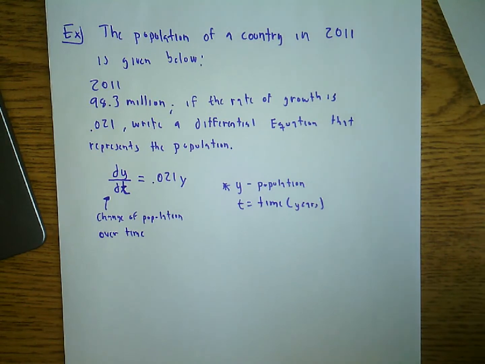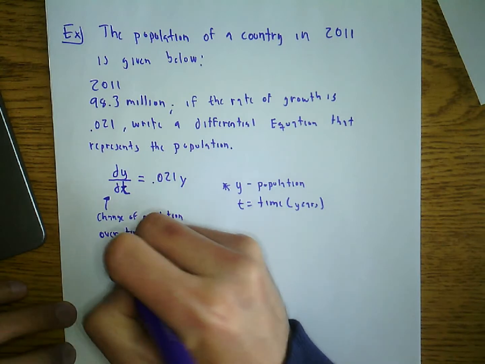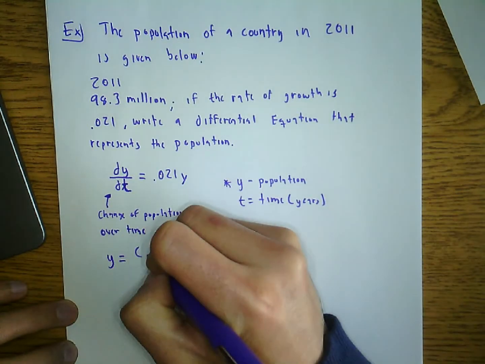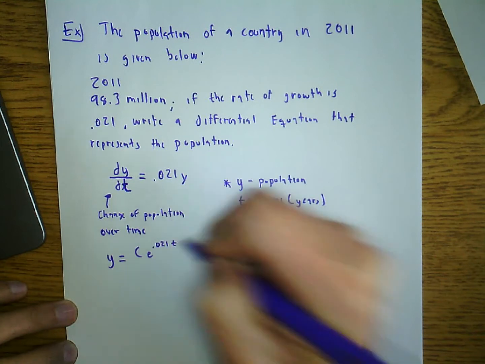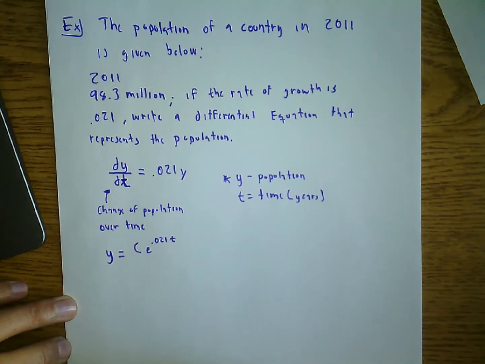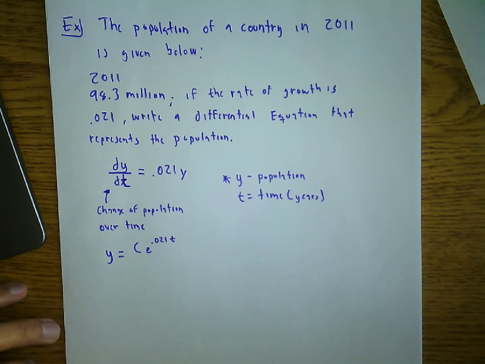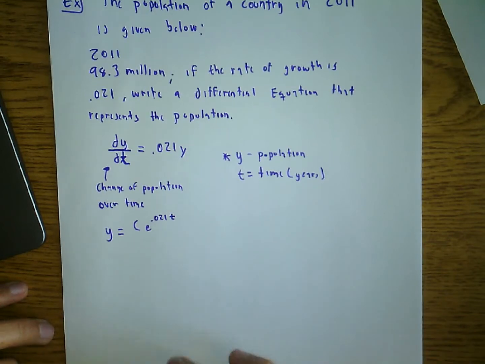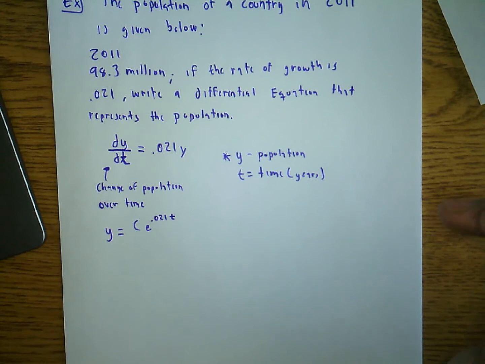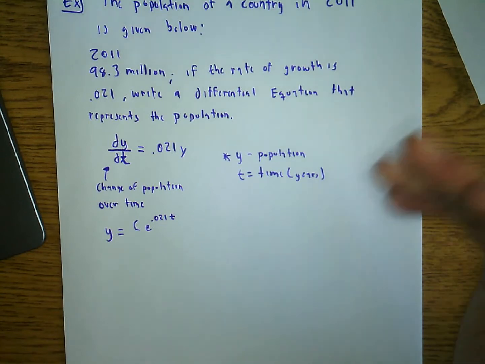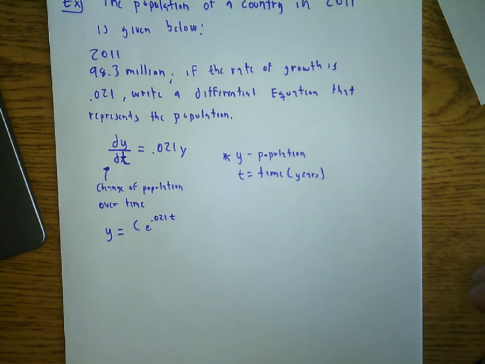Wouldn't it just be y is equal to ce to the power of 0.021t? Perfect. Do you understand why I was able to do that without having to do any calculus? Yep. Now, could I have separated the variables and solved for it? Yeah, we could have, but there you go. There's your model. So that's part A, part B. Now, part C.